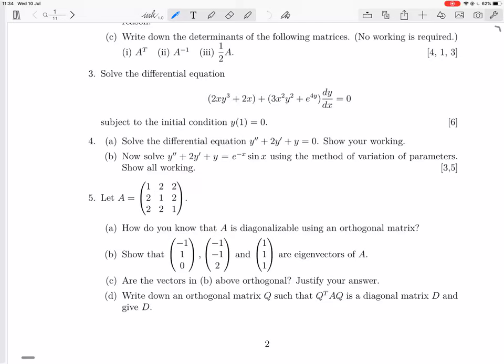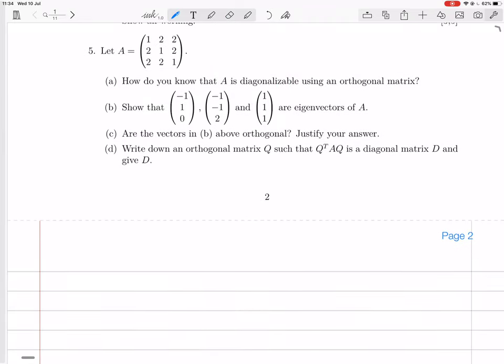Okay, so we're looking at the 2018 exam. We're doing question 5. They give us the matrix A and ask, how do we know that A is diagonalizable using an orthogonal matrix? Of course, that's because it's symmetric. Symmetric means that A equals its transpose. So how do we know it's diagonalizable? Because A equals A transpose.